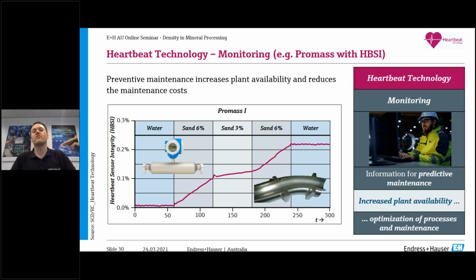And then we reverted back to water just to make sure that the HBSI wasn't going up with any water application, and it wasn't. So I think that's a really great example of how you can utilize this heartbeat sensor integrity index number to predict when your device is going to fail, when you need to replace it.